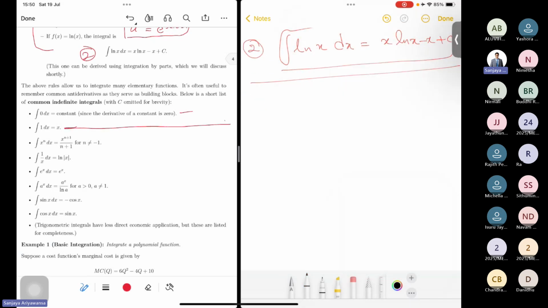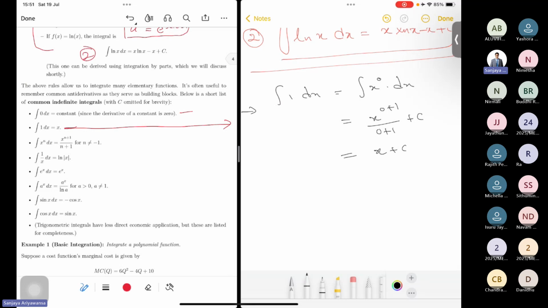If you were to integrate 1 with respect to dx, so what is 1? 1 is actually x to the power 0. x to the power 0 dx. So that is x to the power 0 plus 1 divided by 0 plus 1 plus c. That is x plus c, right? I've not put the constant. That's a mistake on my end.